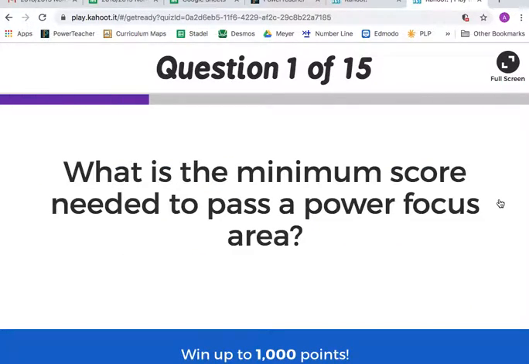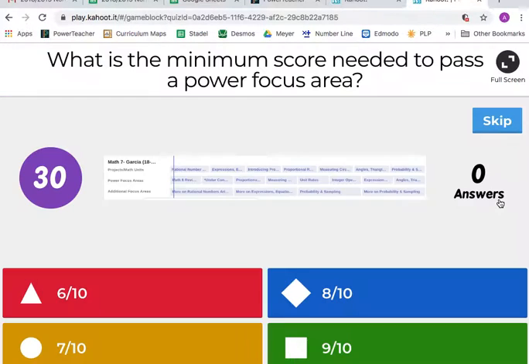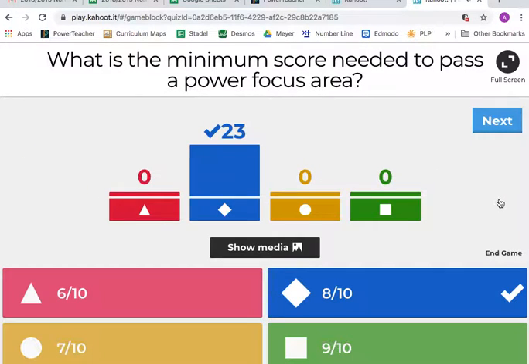What is the minimum score for those of you that are in? If you still aren't in, it's written on the board. Minimum score to pass a power focus area. Is it 6, 7, 8, 9? Yes. I'm 13. I'm in second. 18. Is there anybody behind me?